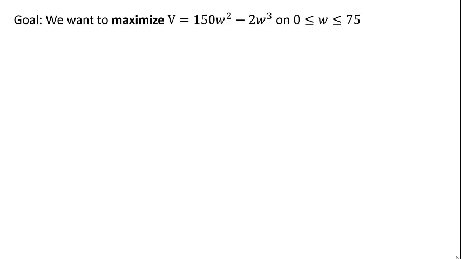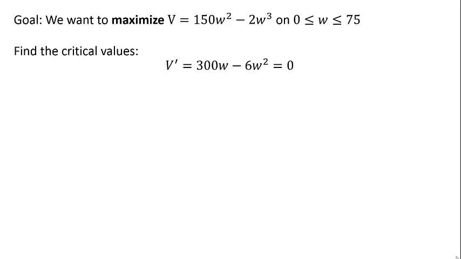All right, remember this was the hard part. The rest is straightforward. To find our maximum, we find the critical values. So we take the derivative, V prime equals 300W minus 6W squared, and set this equal to 0. Solving, we see that W equals 0 or 50.